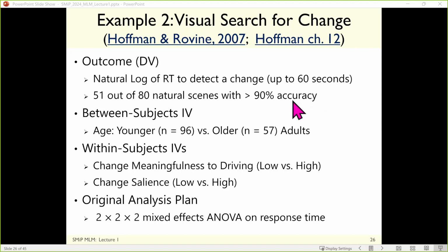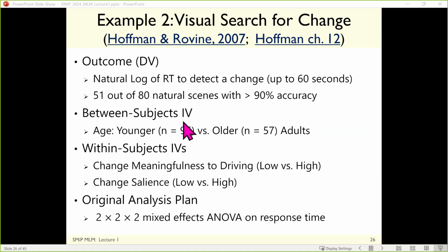So we had these real world pictures that were manipulated in Photoshop. I'll show you an example on the next slide, where they had up to 60 seconds to watch this and figure out the change. And if they didn't get it by then, it was marked as incorrect and the next trial started. So we ended up using 51 out of 80 possible scenes that had greater than 90% accuracy to be able to eliminate that as a problem.